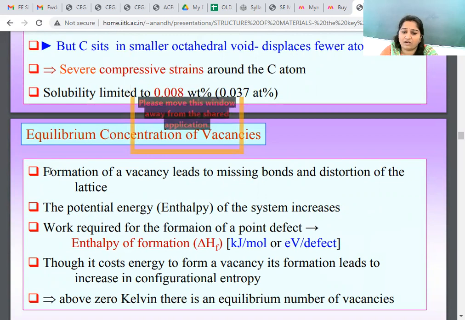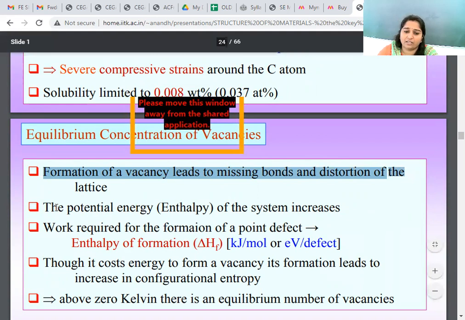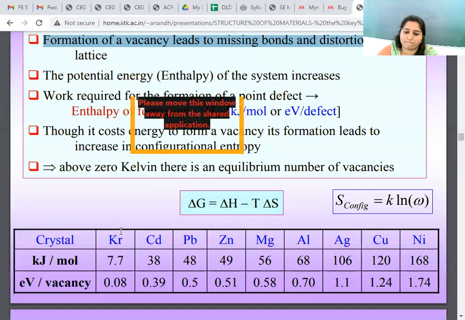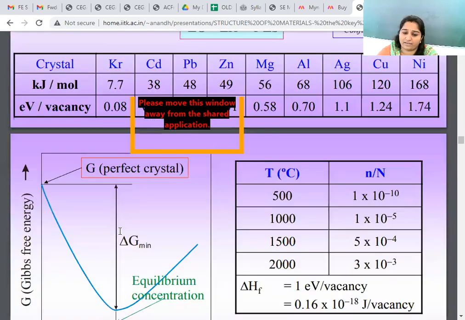Equilibrium concentration of vacancies: formation of a vacancy leads to missing bonds and destroys the lattice. The potential energy, that is the enthalpy of the system, increases. The work required for formation of a point defect, the enthalpy of formation delta HF, is in kJ per mole or eV per defect. It costs energy to form a vacancy. Its formation leads to an increase in configurational entropy. Above 0 Kelvin, there is an equilibrium number of vacancies.